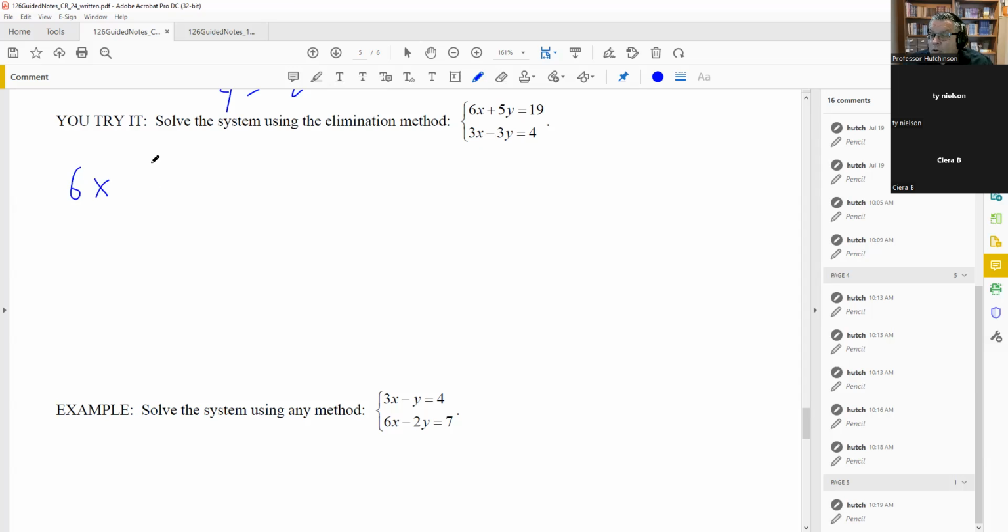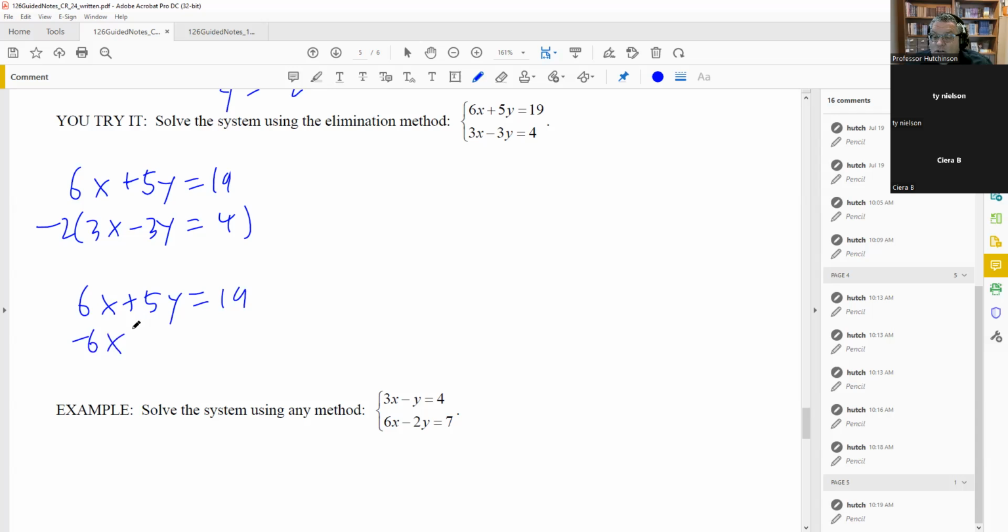The top equation already has the 6 in there, so I don't even need to do anything with that. But the bottom one, I'm going to multiply by a negative 2. I need to put a negative there because, again, the idea is you're adding the equations together. So you want one positive, one negative, so that those variables cancel out. So the top row is going to stay the same. The bottom one becomes 6x plus 6y equals negative 8. And I'm going to add all that together.